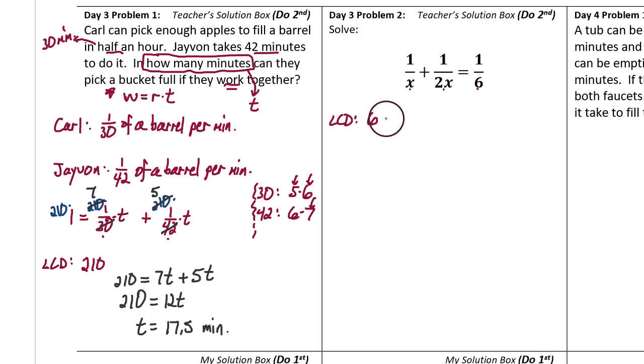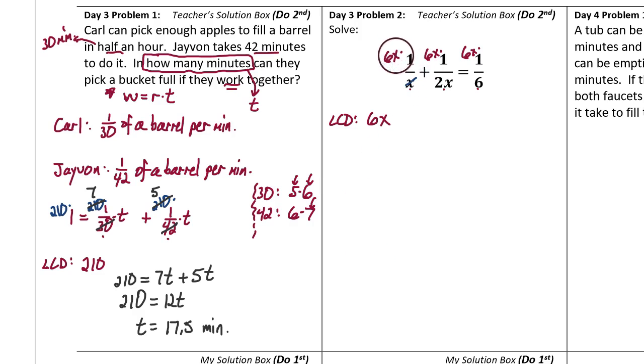Now let's work with the variable. This fraction has an x, and this fraction has an x. So our denominator must have an x. Let's multiply all terms by 6x. The reason for doing that is to cancel denominators.